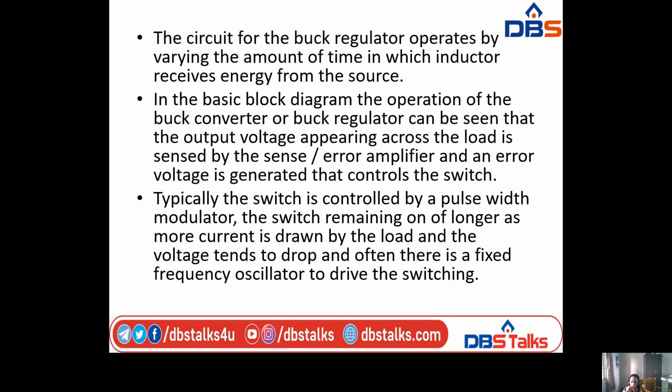From the basic block diagram, the operation of the buck converter can be seen: the output voltage appearing across the load is sensed by the error amplifier, and an error voltage is generated. This error voltage controls the switch. Typically the switch is controlled by a pulse width modulator.